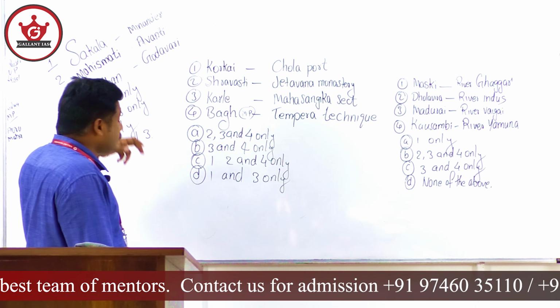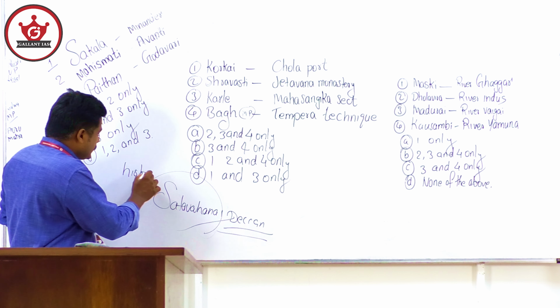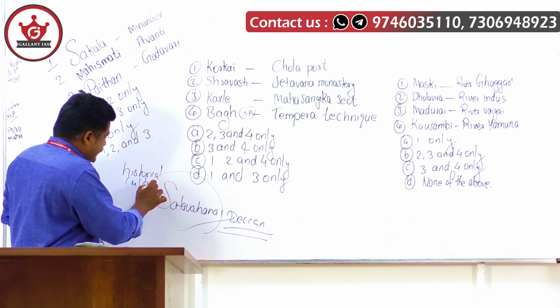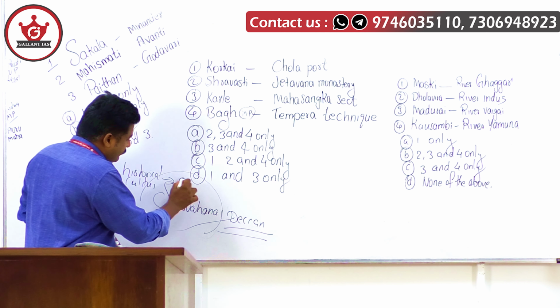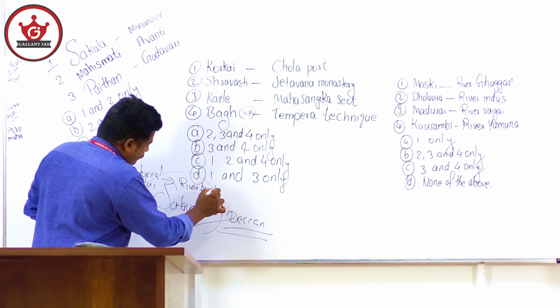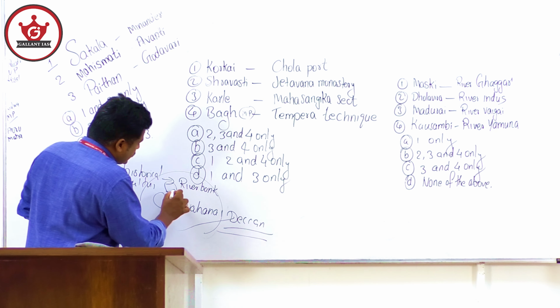So if you check, all three pairs are correctly matching, and your answer has to be 1, 2 and 3 only. This is the way UPSC asks questions. Sometimes they ask about historical or cultural sites with their river bank, or situated on a particular island or peninsula, or as the capital of a particular kingdom, or popular for a particular trade, maybe pearl fishing. That is the way UPSC asks questions. Now go for the next question.